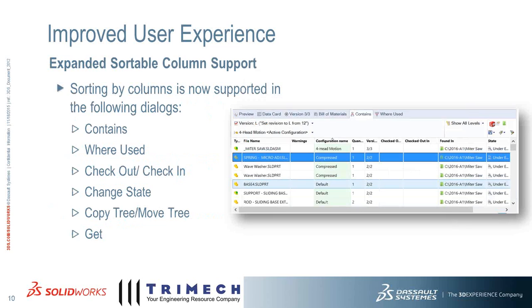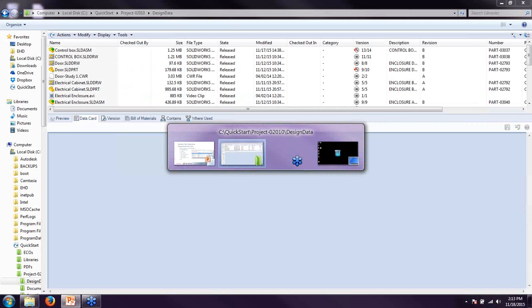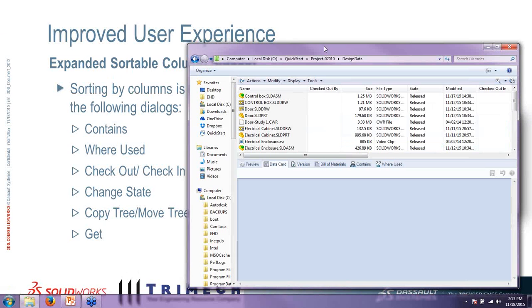There's also the expanded sortable columns support. So we now have the ability to sort columns in the Contains tab, the Where Used tab, checked out, checked in dialog boxes, change state dialog boxes, the copy tree, move tree interface, and the Git interface as well. So let me go ahead and jump on into my local vault view that I've got here.